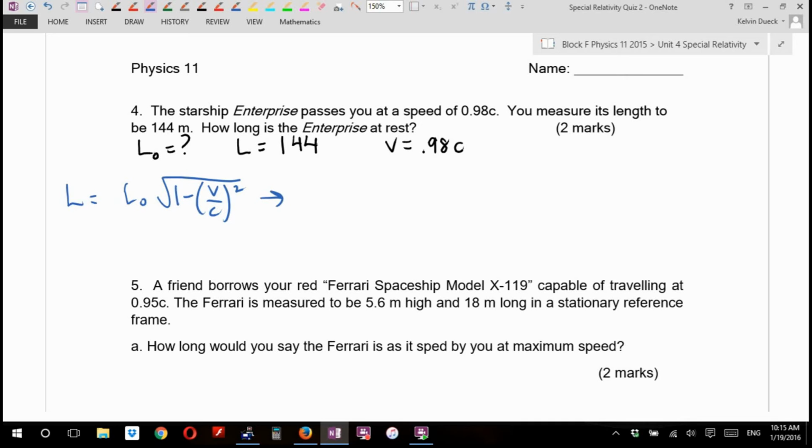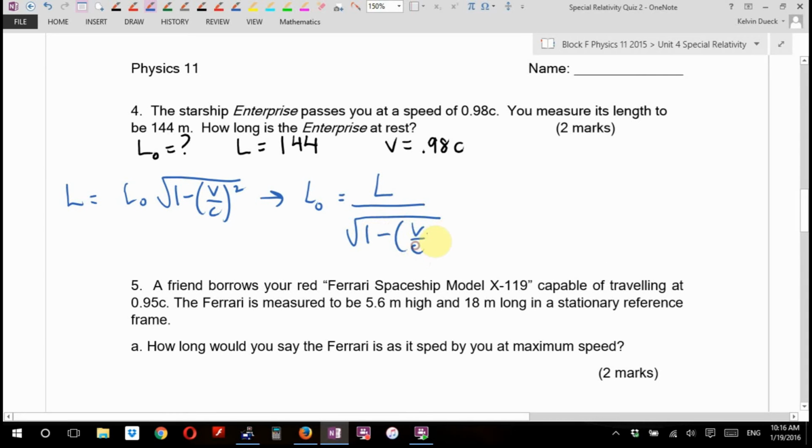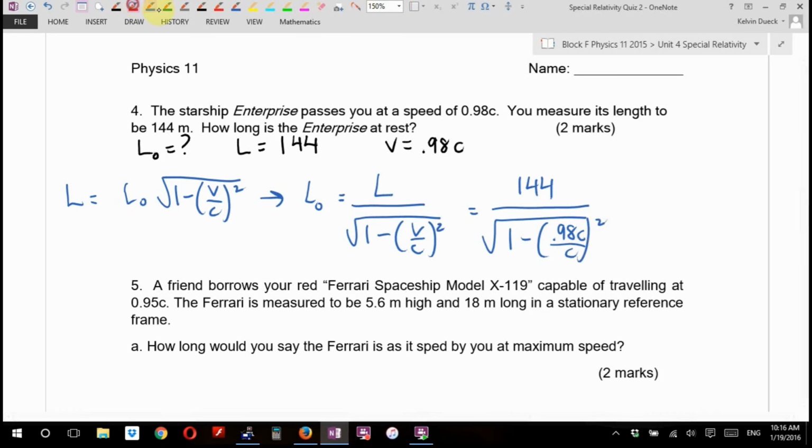Thank you for out-nerding me. That was pretty good. Okay. Divide by the square root. So if I hear you correctly, you're telling me L0 equals the relativistic length divided by this thing? Cool. Which is going to be 144 divided by the square root of 1 minus (0.98c over c) all squared, cross out, cross out.